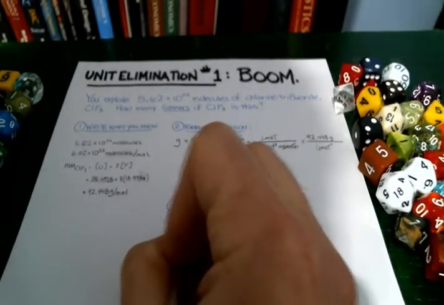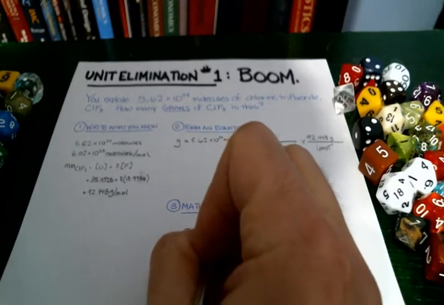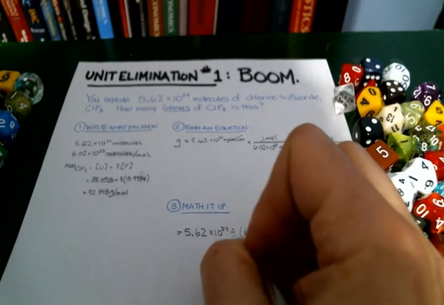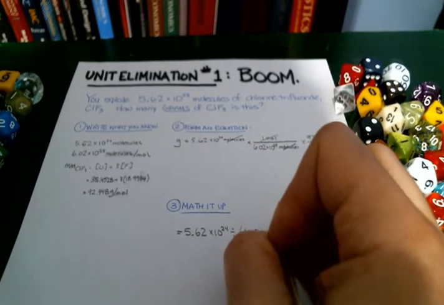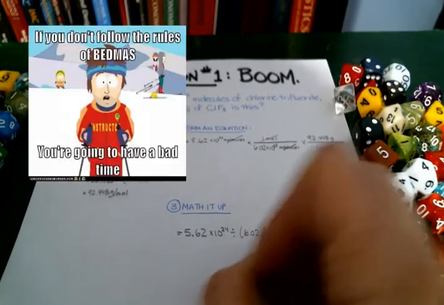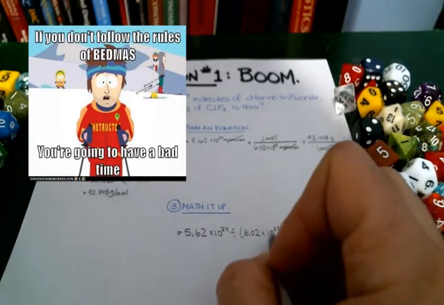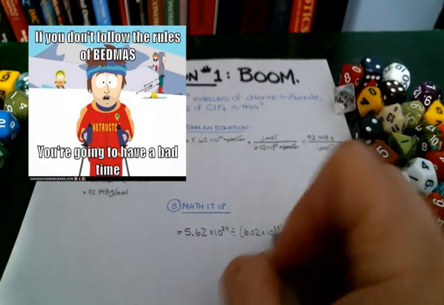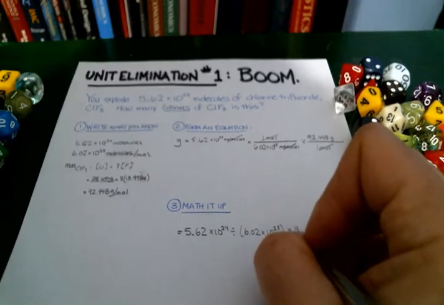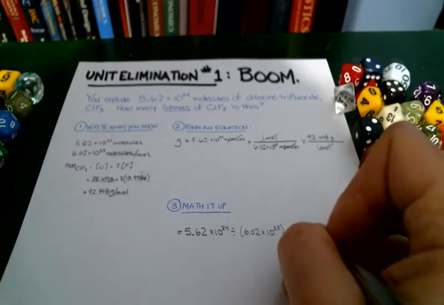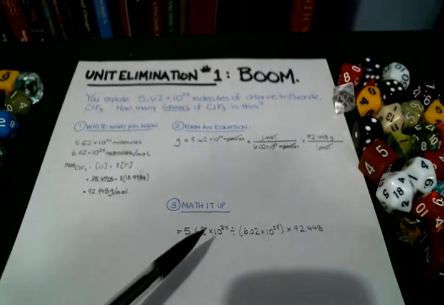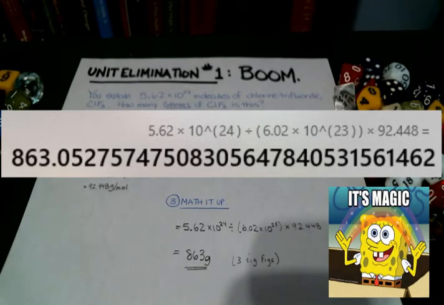So if I were to write this out, I would do 5.62 times 10 to the 24. And then I'm going to divide that by 6.02 times 10 to the 23. You'll notice I put brackets around this. The only reason for that is because I need to make sure that both of these values end up divided instead of just one and then this one multiplied. I'm going to multiply that by 92.448. I'll do the math here and I'll put a copy of the solution onto the screen for you to check out. But here is the magic that brings it to life. Abracadabra, there's the answer for you.